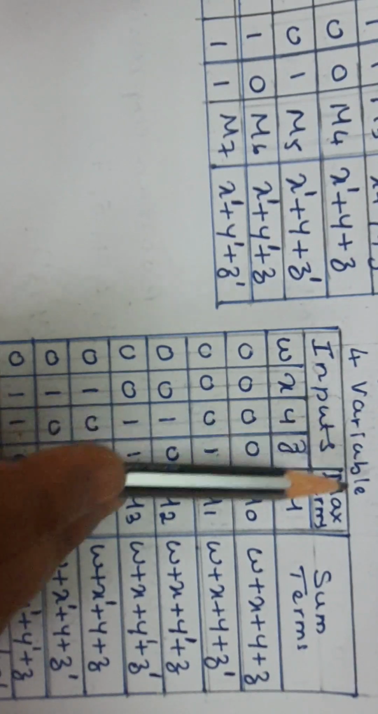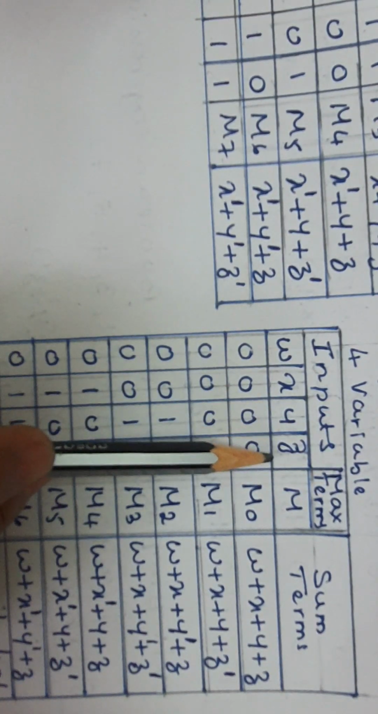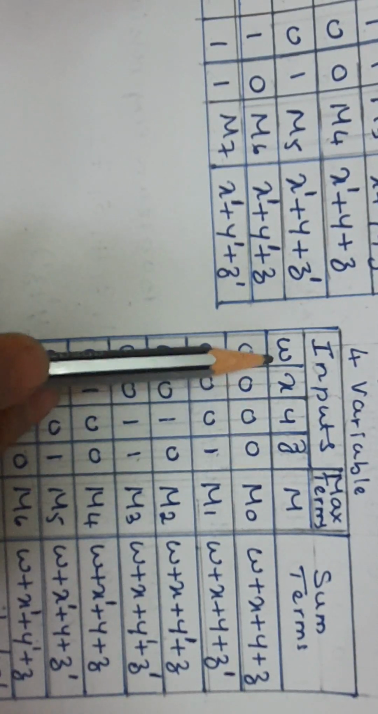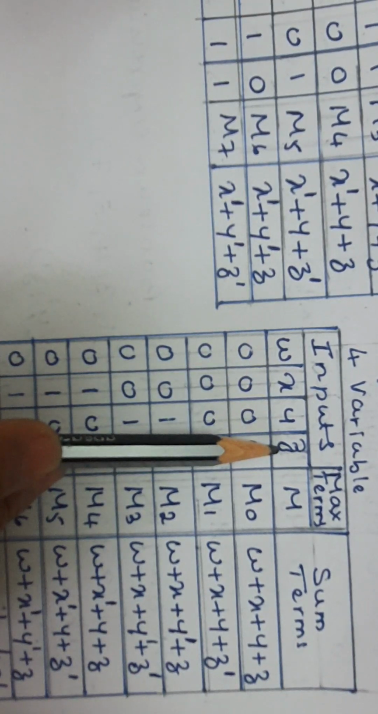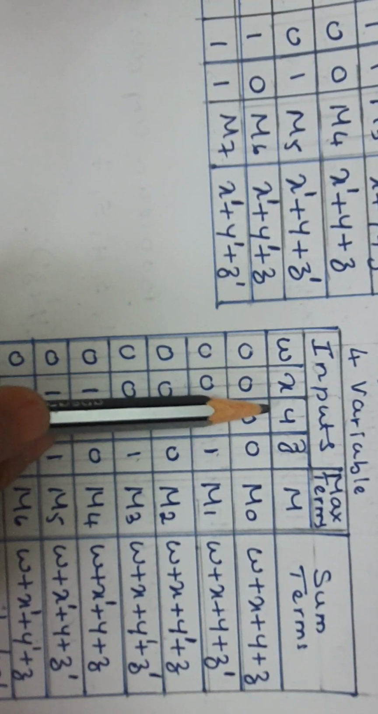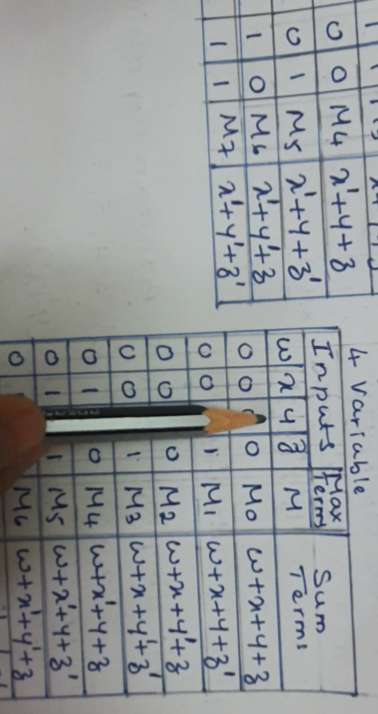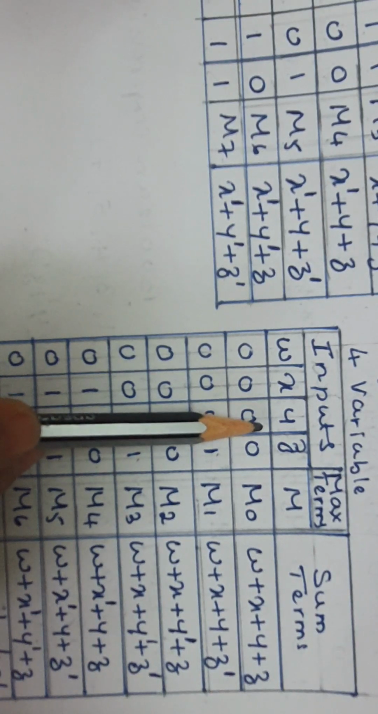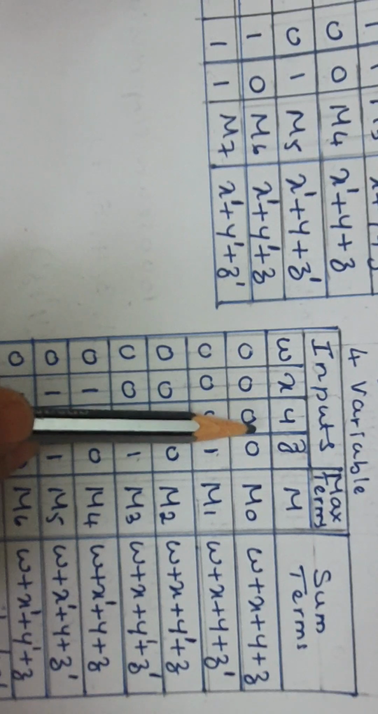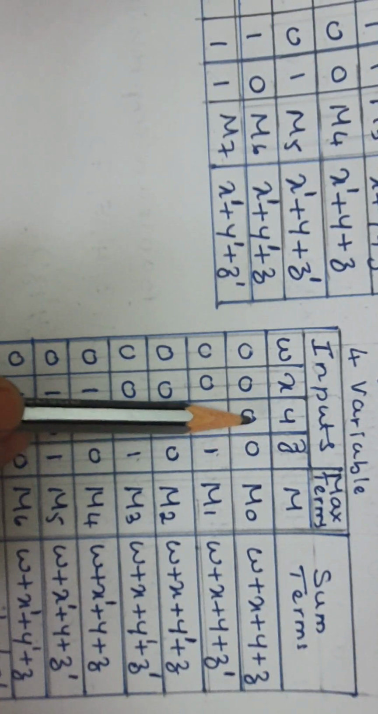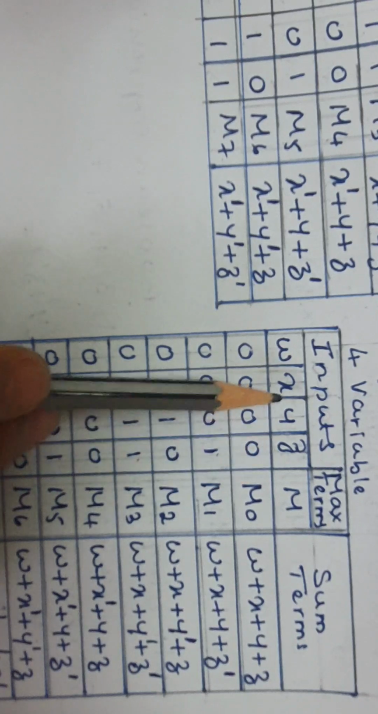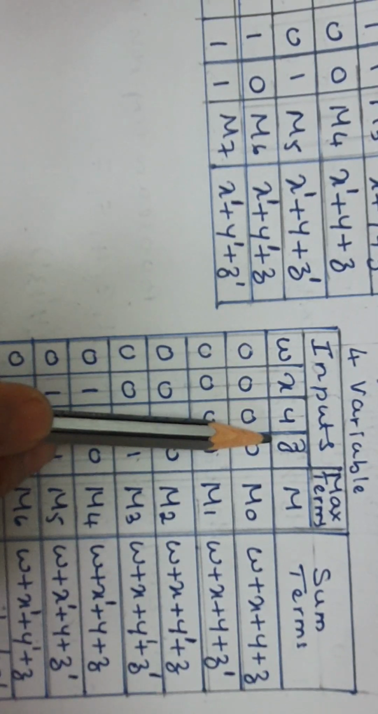So for a 4 variable system, the possible max terms are from m0 to m15. How? This is a 4 variable system, means 2 raised to 4 max terms will be there. 2 raised to 4 means it is 16. So 0 to 15 we will have to take. So max terms vary from capital letter M0 to M1, M2 and so on till M15. So M0 to M15, 16 possible max terms in a system of 4 input variables.